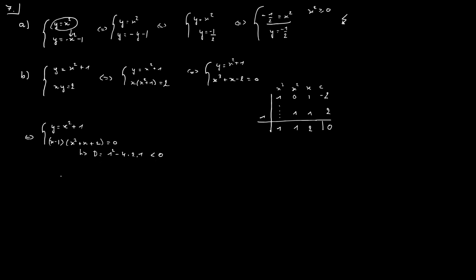So our only solution for x is equal to 1. Okay, the only way to solve this is x is 1. Let's fill it in over there. So we get y is equal to 1 squared plus 1, and here x is 1, or in other words, y is equal to 1 squared plus 1. Okay, so that's question B.